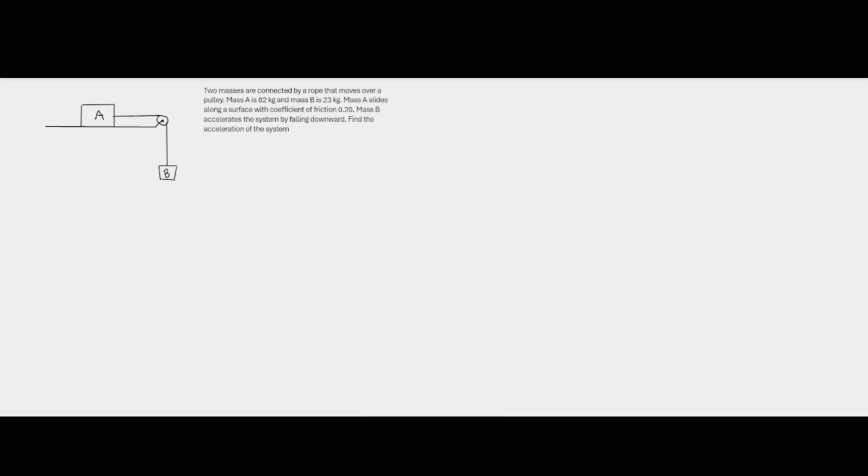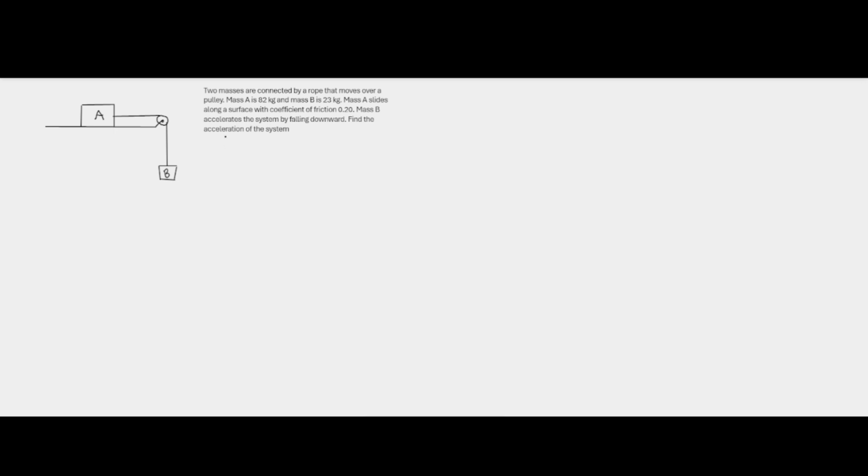In this video, we're going to look once again at modeling a system in 2 dimensions. What we have here are two masses which are connected by a rope, and the rope is moving over a pulley. Mass A is 82 kilograms and mass B is 23 kilograms. Mass A slides along a surface with a coefficient of friction of 0.20. Mass B accelerates the system by falling downward. Find the acceleration of the system.